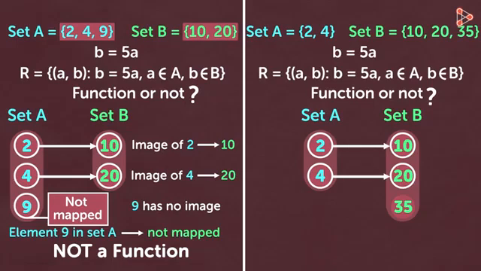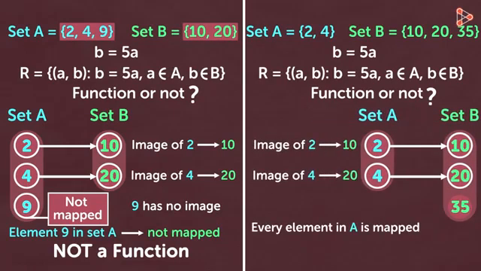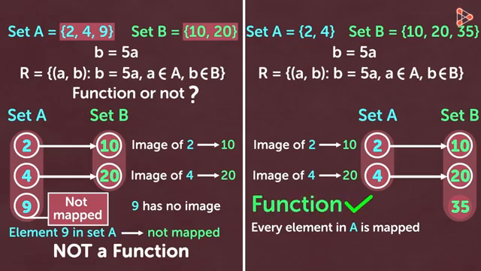It says both elements 2 and 4 are mapped to only one element each, 10 and 20 respectively. No element in set A is left out. But there is something interesting we noticed here. Element 35 in set B is not an image of any element in set A. Is this relation a function? Yes, this relation is a function.